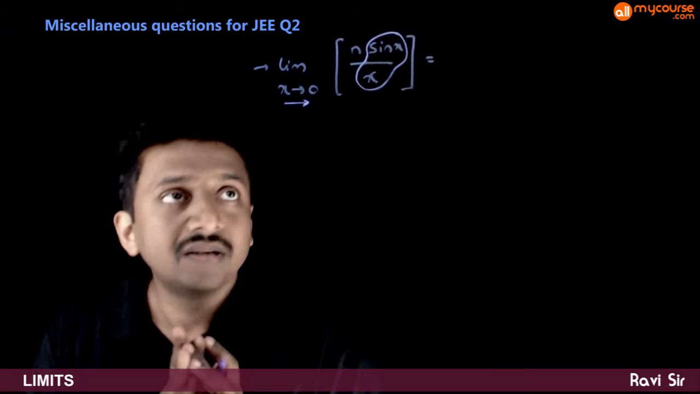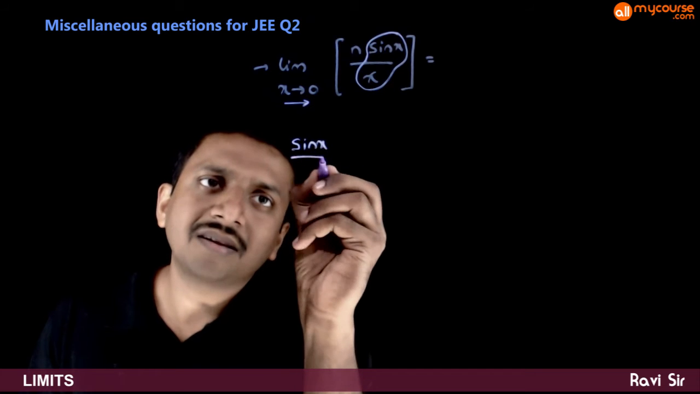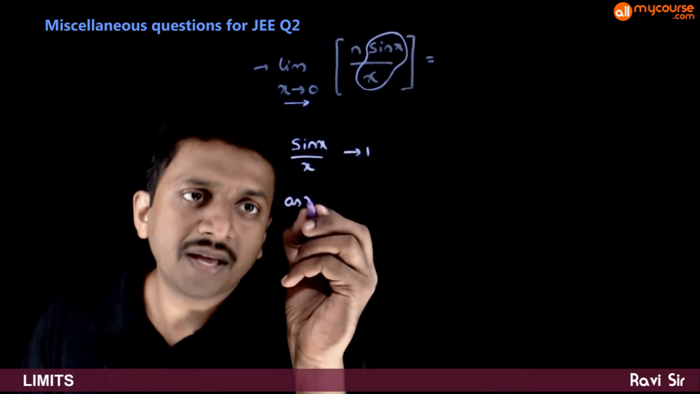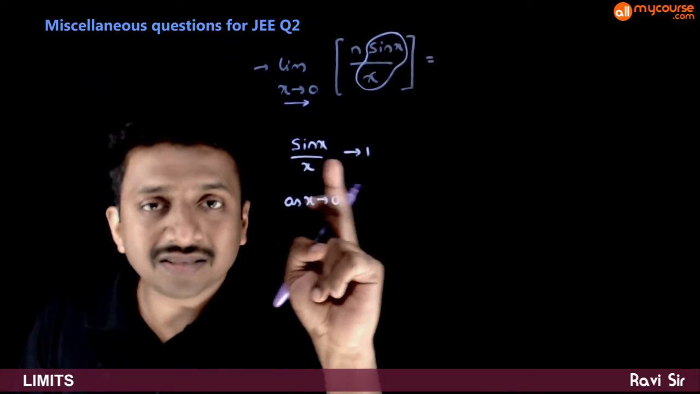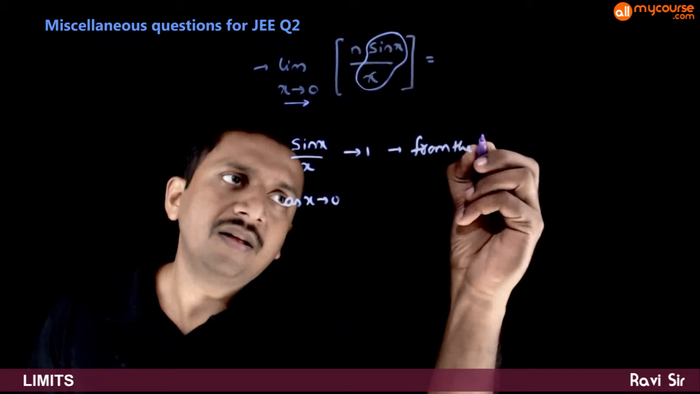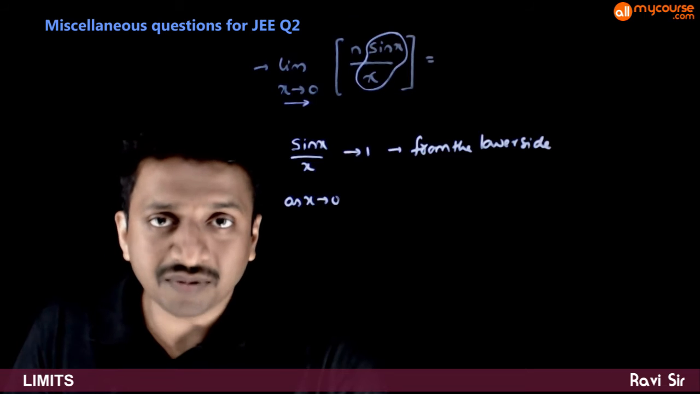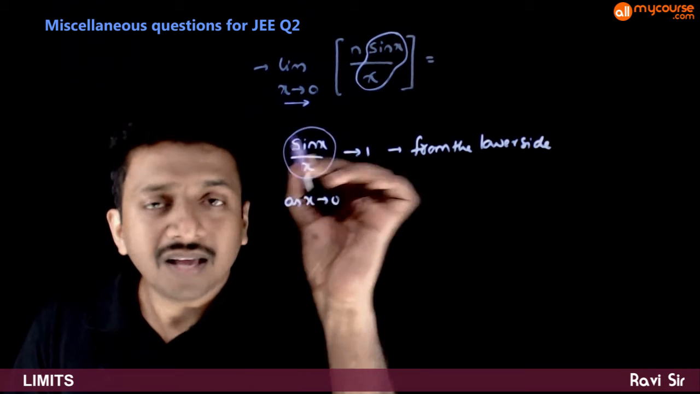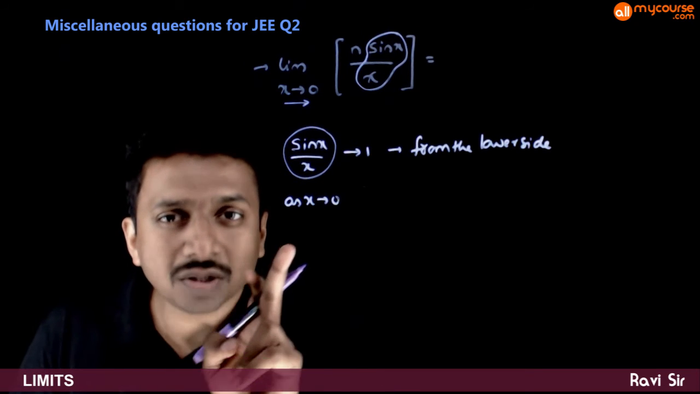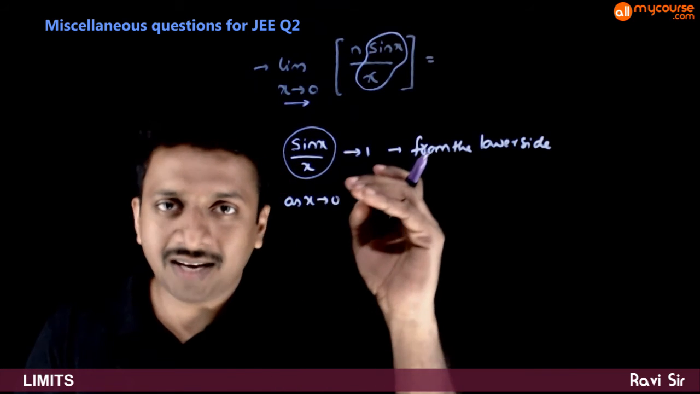So that's the question. What you need to understand is that sin x by x tends to 1 as x tends to 0, from the lower side. We have seen this in our theory of trigonometric limits. Sin x by x is going closer and closer to 1 as x tends to 0, but it goes close to 1 from the lower side, that is from the side of 0.9, 0.99, 0.99999, and so on.